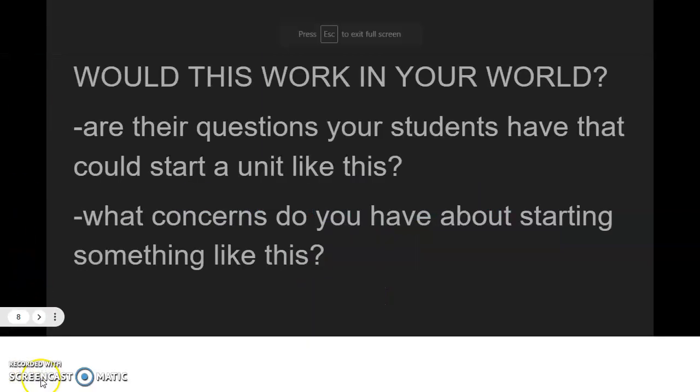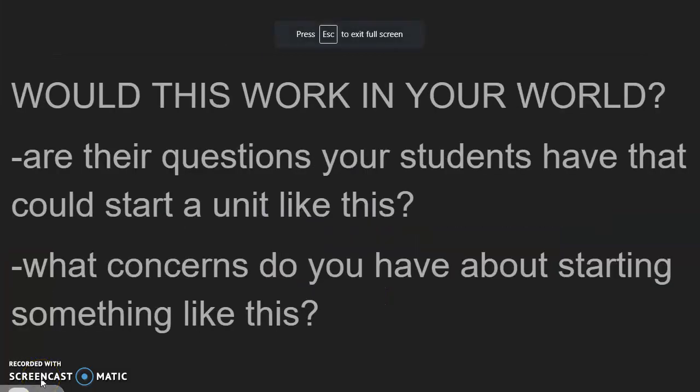So thinking about that, we're taking a look at if a big project like this might work in your world. Are there questions that your students have that could start a unit like this? Are there concerns that you have in starting something big like this? And what are those concerns? And how could you work with other teammates or other teachers to help problem solve some of those concerns?